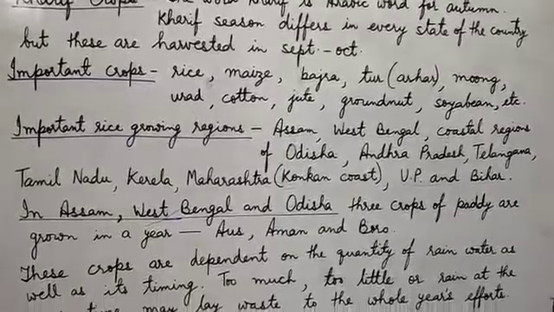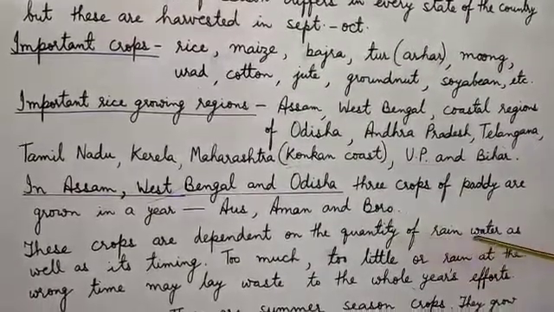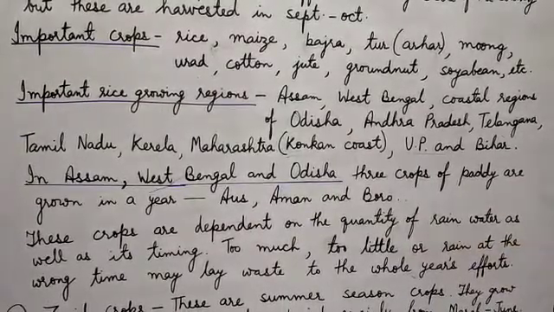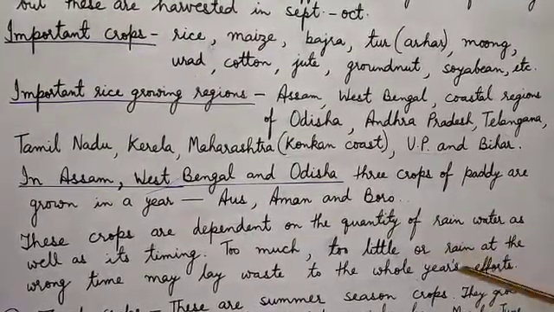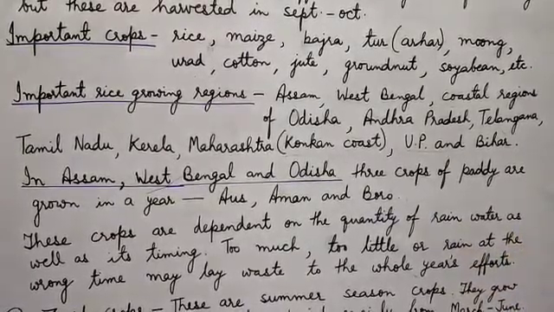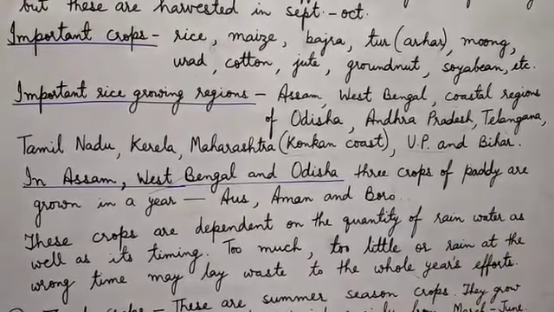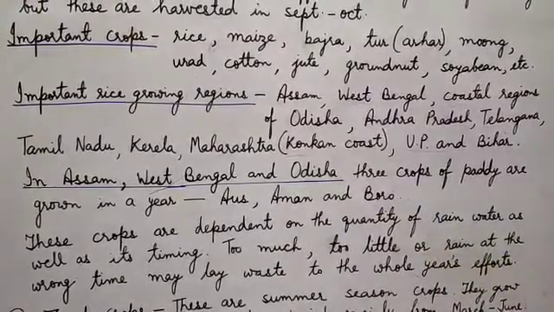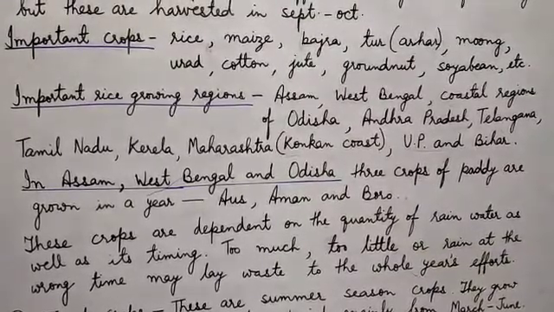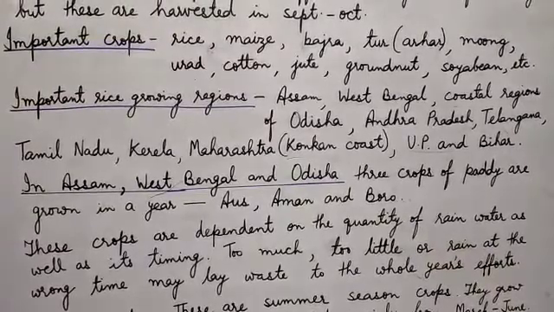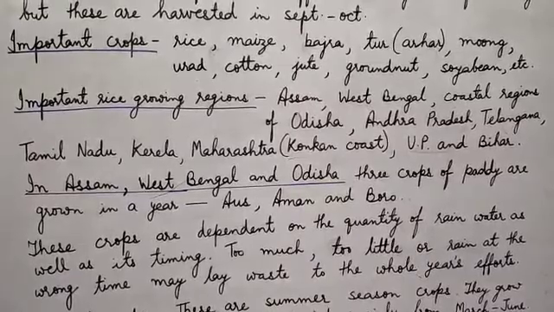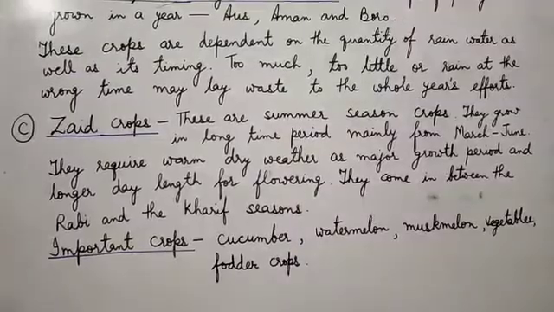Now these Kharif crops are dependent on the quantity of rainwater as well as its timing. Too much, too little, or rain at the wrong time. Too much rainfall is harmful, too little is also. Rain at the wrong time may lay waste to the whole year's efforts. Alright. So these are some important features of the Kharif crops or the Kharif season.